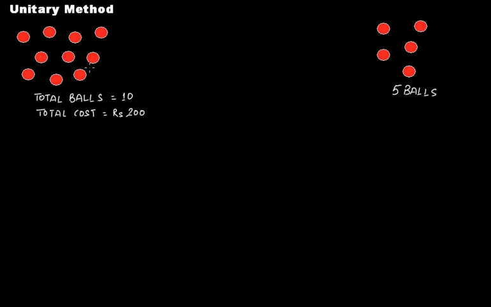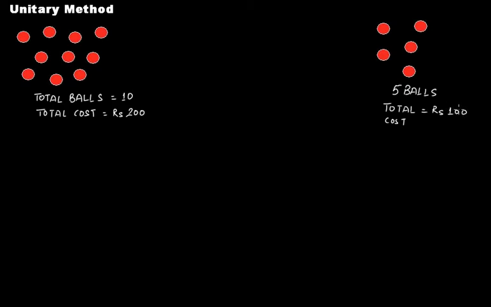So you'll instantly say, without even thinking much, that since these are 10 balls and the cost is 200, these are 5 balls, half of it. Therefore, the cost of these 5 balls will be half of 200, that is rupees 100. And that's correct.